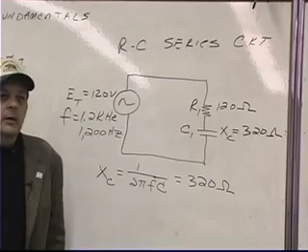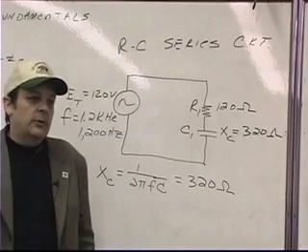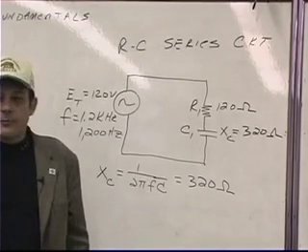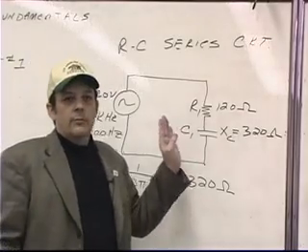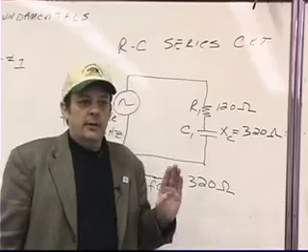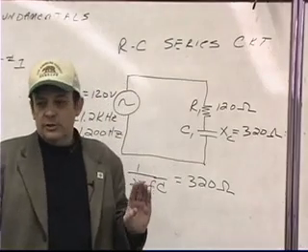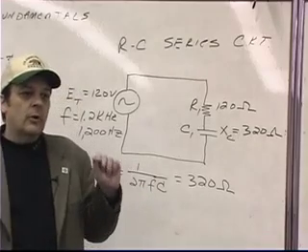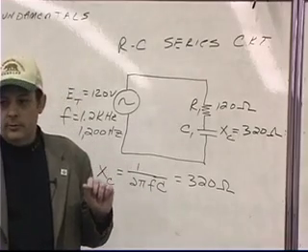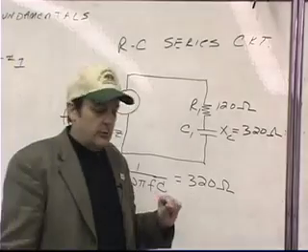Now, one of the things that we talked about last time, and I want to emphasize this time, is that the current and the voltage are not in phase with each other in an RC series circuit. I'll repeat that. The current and the voltage are not in phase with each other. Now, there are two different ways to look at that.